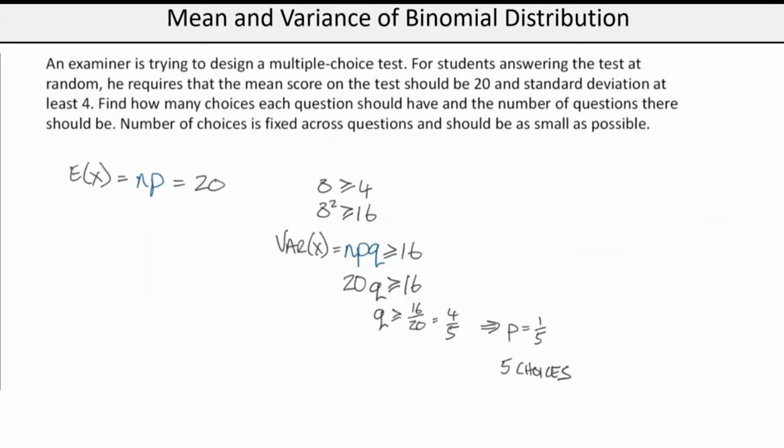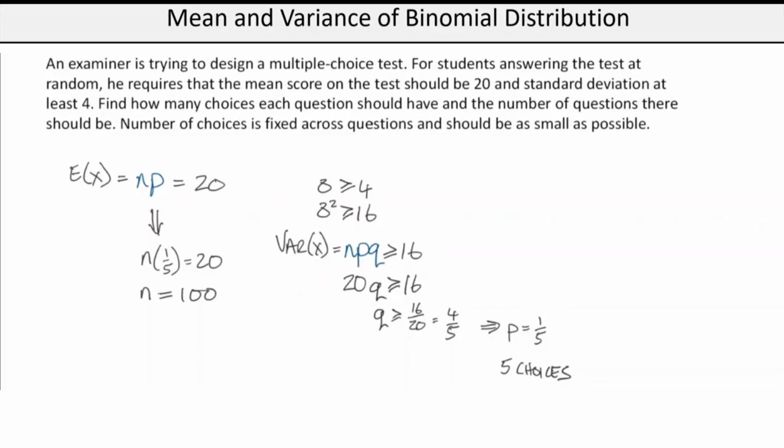Now we've got a value for P, can we go back and find a value for N? Well, NP equals 20, so 1/5 of N equals 20. N should be 100. We found both of these two things. The number of choices or options per question should be 5, and the number of actual questions that are asked should be 100. Okay, so just expect problem solving to appear regularly.